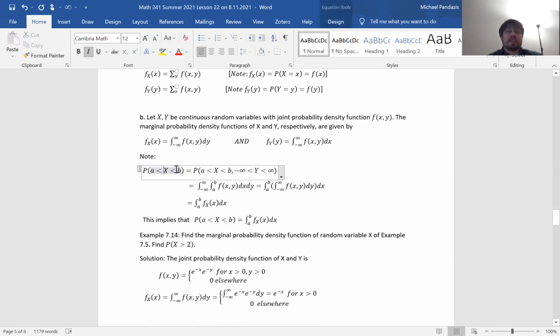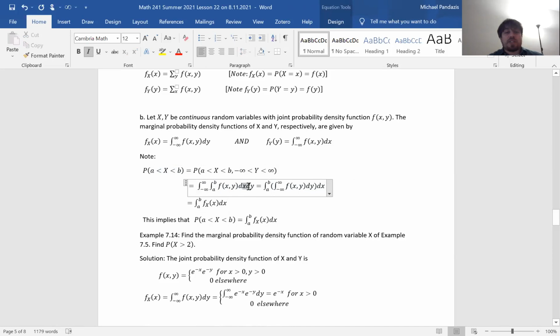And note the probability of a less than x less than b, and y is between negative infinity and infinity, right? And so this would equal the integral from negative infinity to infinity and integral from a to b of f of x comma y dx dy. And then you could switch the limits of integration. And so now the y could be in the inside, and you can integrate from negative infinity to infinity here, and then a to b in the outside with respect to x.